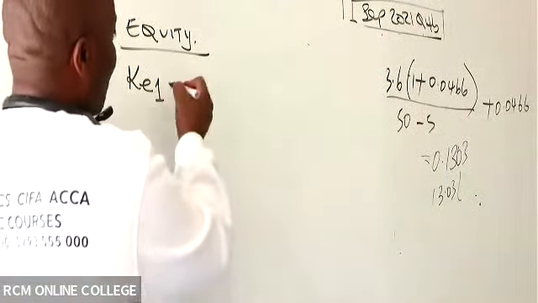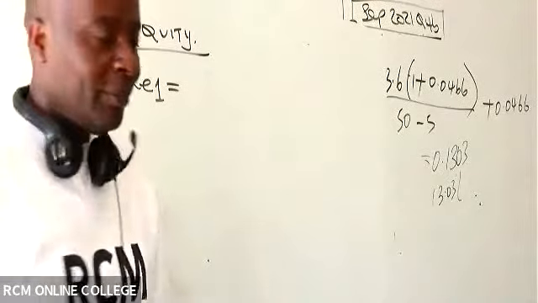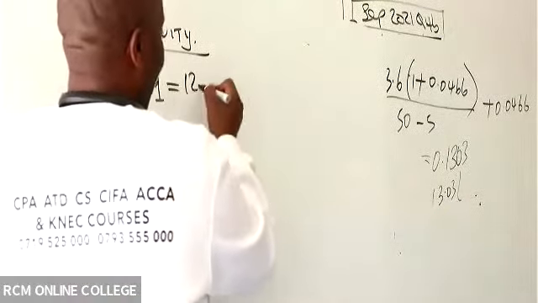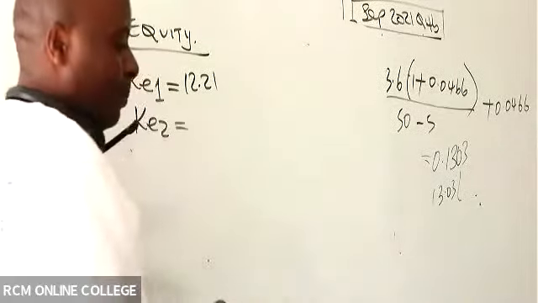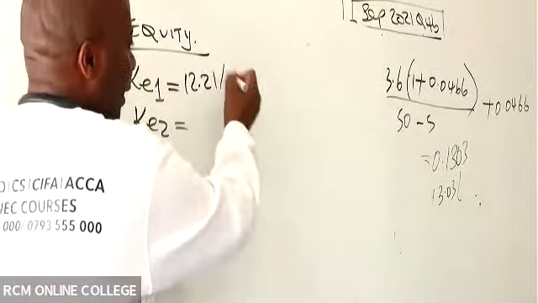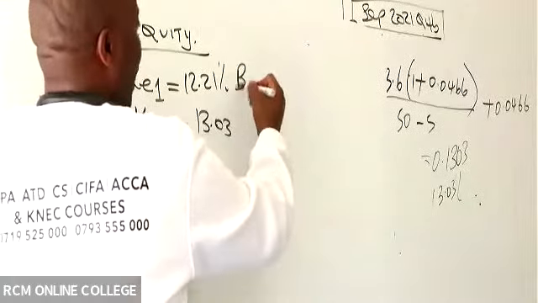So this one here was coming to how much? Cost of equity retained earnings. 12.21. Yeah. How about cost of equity ordinary shares? 13.03, isn't it?